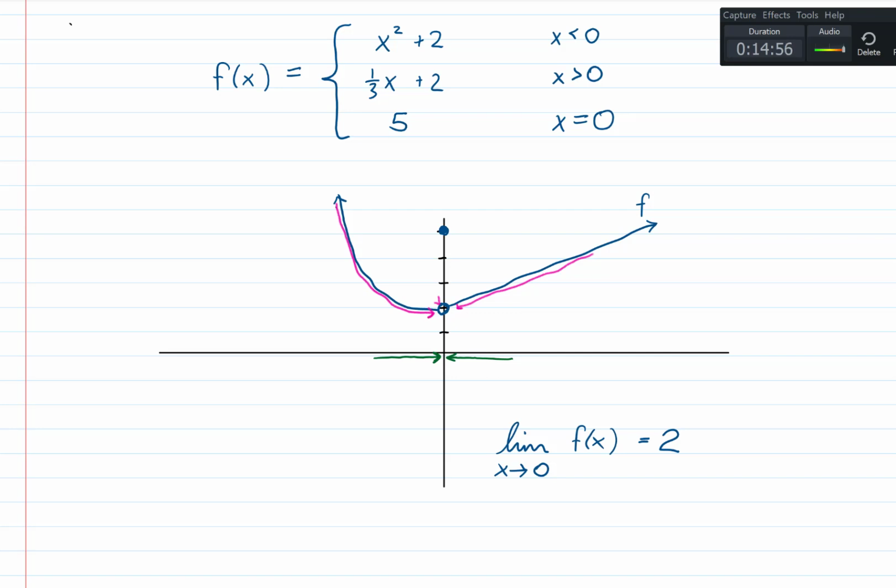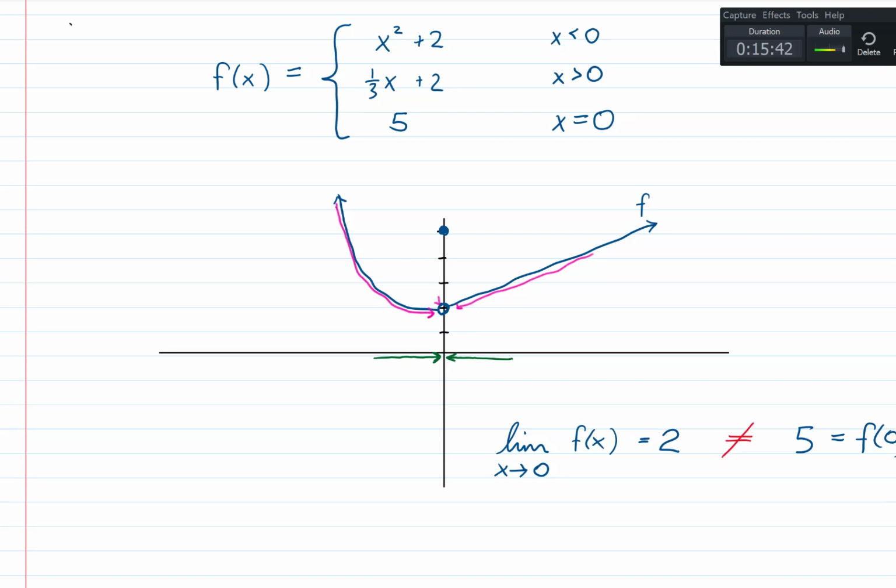Okay? All right. Now, let's look at f of 0. What's f of 0 for this example? Well, look what it says up there. Or look at the picture that I drew. f of 0 equals 5, doesn't it? So, when x approaches 0, f of x approaches 2. But when x reaches 0, f of x is actually 5. Are those two numbers the same? No, not at all, are they? Of course not. 2 is not equal to 5.